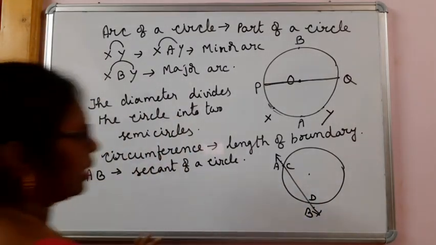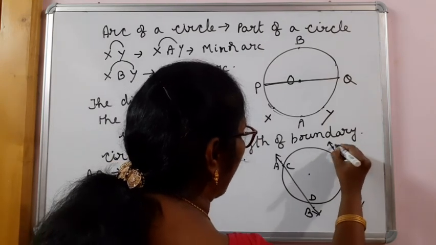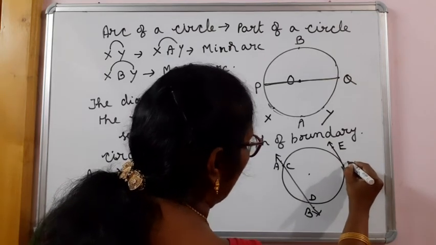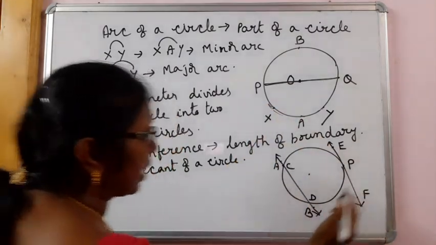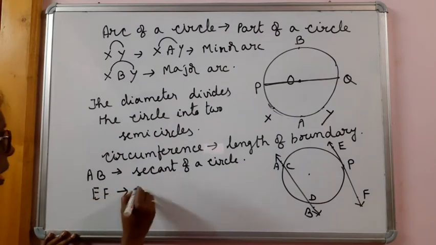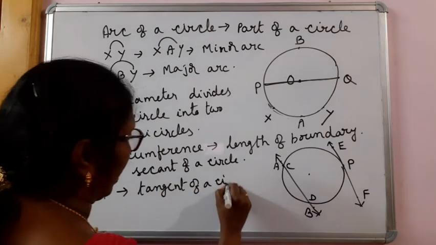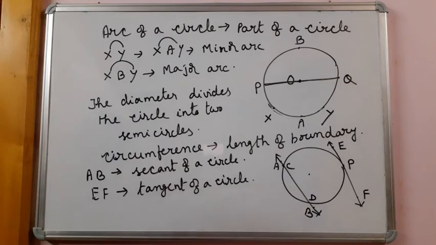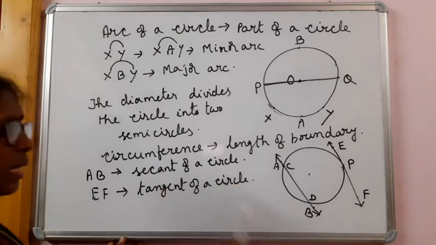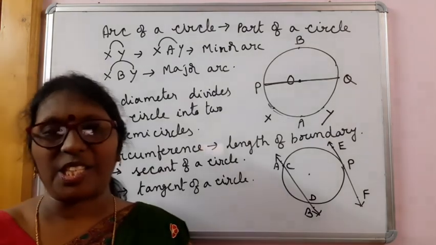Then what is the tangent of a circle? Let me draw this. Let me name this as EF. It is touching the circle at P. EF is a line which is touching the circle at P. So EF is said to be the tangent of a circle. Try to understand the difference between the secant and the tangent. The line which intersects the circle at 2 points is the secant of a circle. The line which touches the circle at a point is called the tangent of the circle.